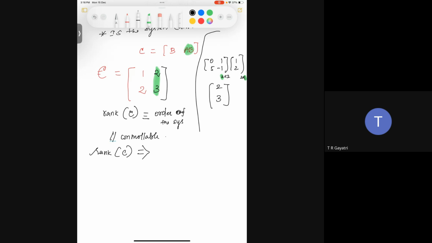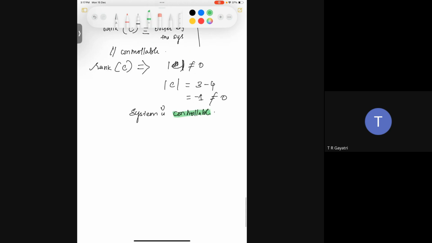Since it is a two cross two matrix, I am going to find the determinant of the C matrix, and if it is not equal to 0, then also the rank is full. It's a linear algebra concept, so I'm going to do that. So the determinant of C is equal to 3 minus 4, which is minus 1, which is not equal to 0. So the system is controllable. Okay. We found the system is controllable.